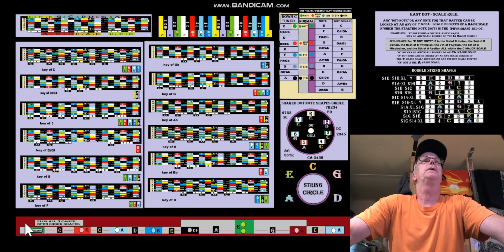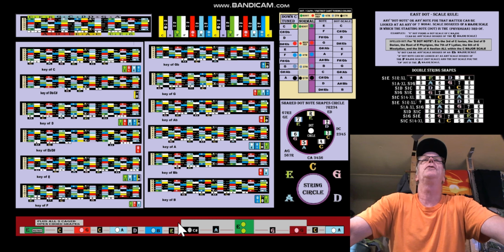Here's the dots, like I was saying, an E, the fret nut is kind of like a dot. And then the first dot would be on the G, the second dot would be on the A note, the third dot on the C note, the fourth dot on the C sharp note. Okay, and then there'd be a double dot.